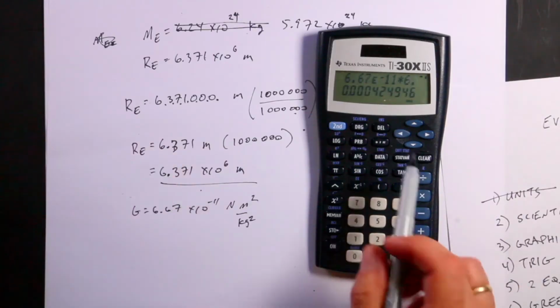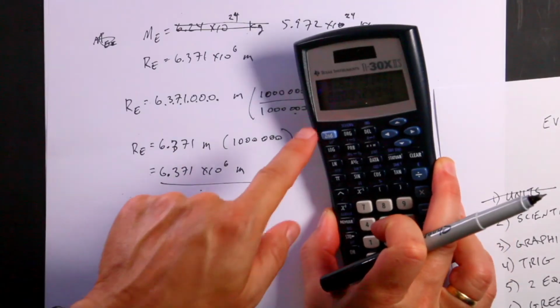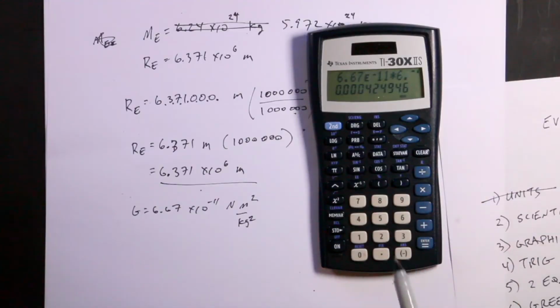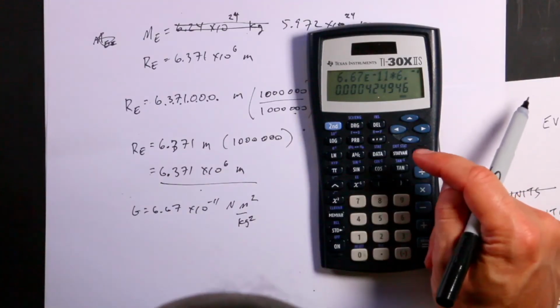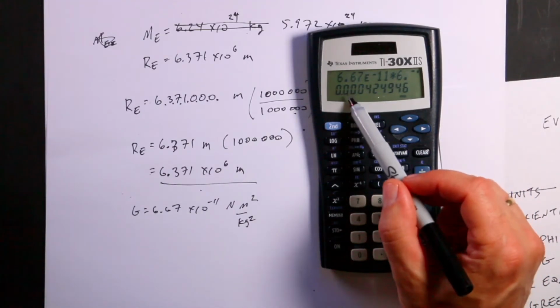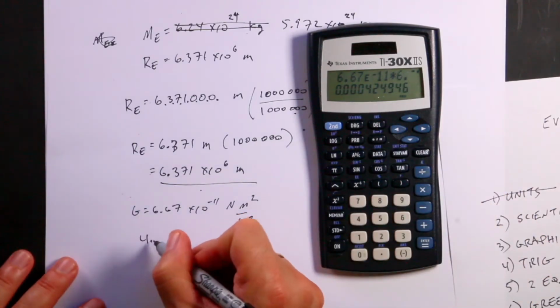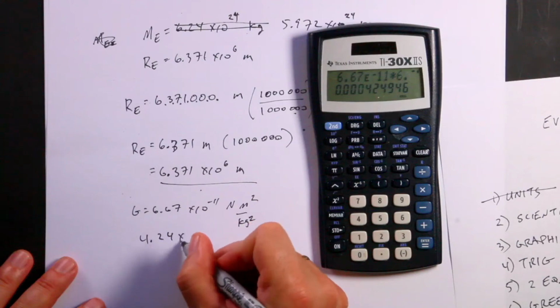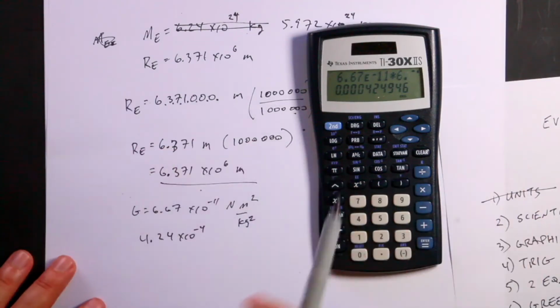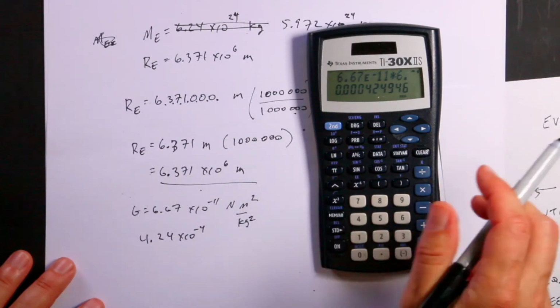Enter. Okay, now in this case, it gave me a number not in scientific notation. There's probably a way to convert that, or you can just say, okay, 1, 2, 3, 4. So the answer would be 4.24 times 10 to the negative 4th, because I moved the decimal place 4 places to get to that.